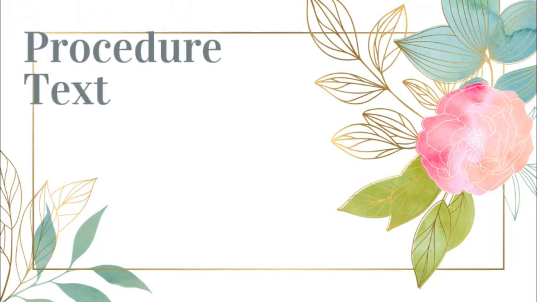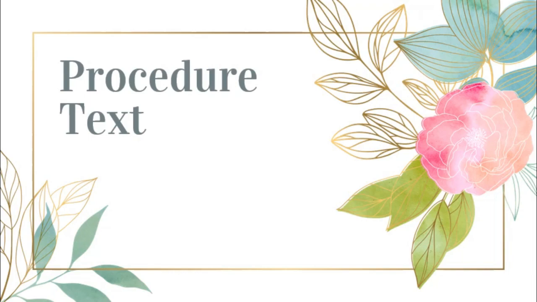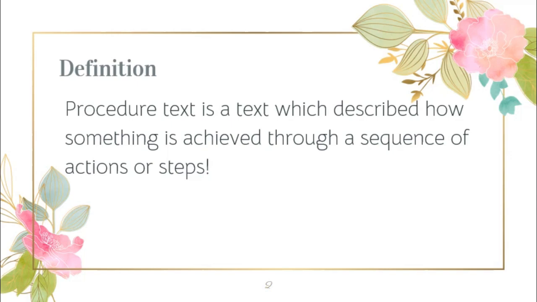Hello all, today we are going to learn about procedure text. Hari ini kita akan belajar bersama mengenai text procedure. So what is procedure text? Jadi apa itu text procedure? Let's see the definition. Kita lihat definisinya terlebih dahulu. Procedure text is a text which describe how something is achieved through a sequence of actions or steps. Procedure text adalah teks yang mendeskripsikan bagaimana sesuatu itu dicapai melalui langkah-langkah tertentu.